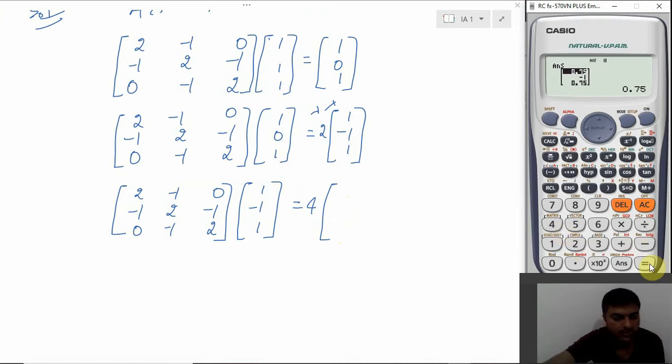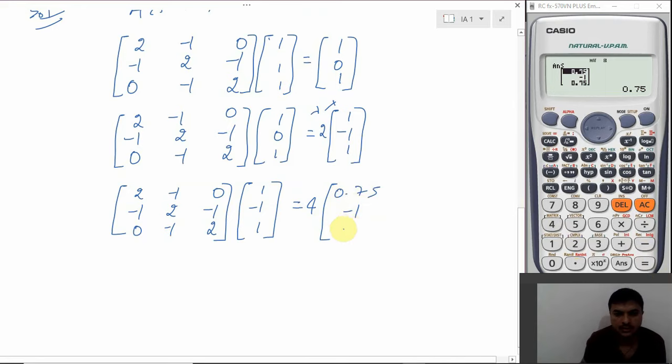So here we get the value, students. Take the value: it is 0.75, -1, 0.75. The largest value, 4, is taken outside. Now you are going to repeat the same procedure. I may not be writing this side again since it is the same; only the value is going to change.